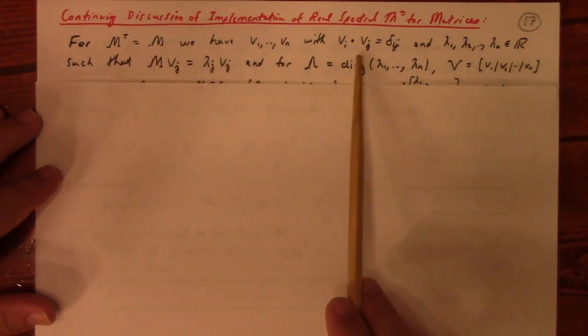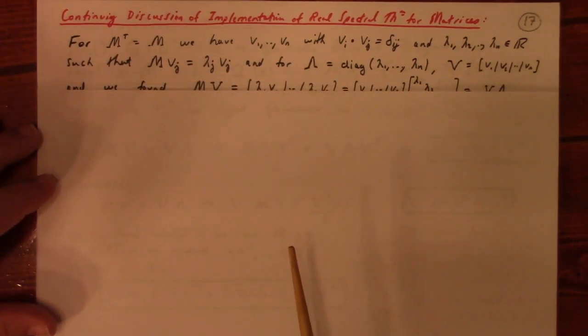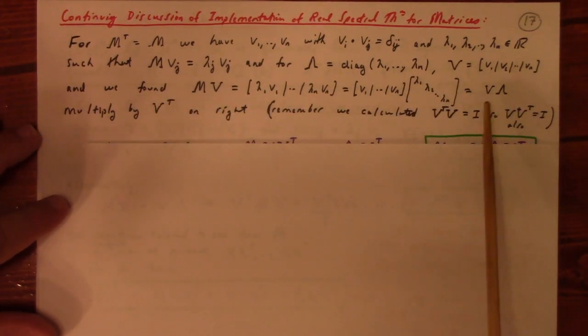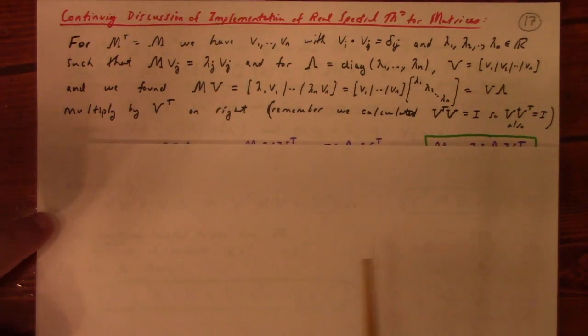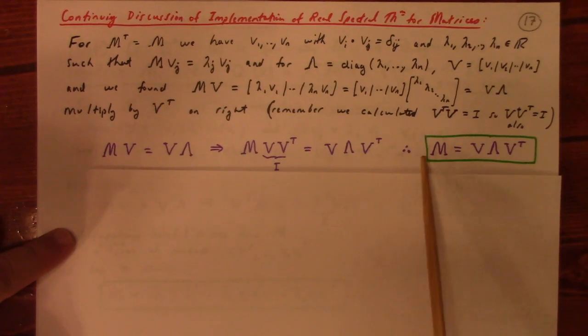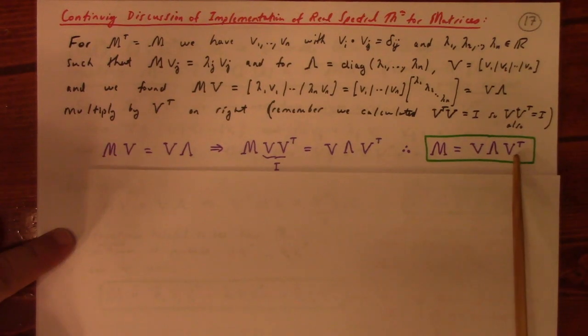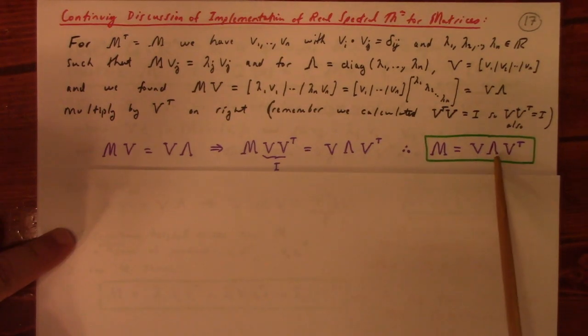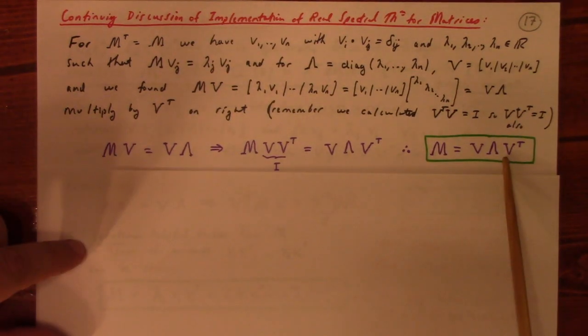So, to recap again, we have a symmetric matrix, we get an orthogonal eigenbasis, at least we can construct it. And so we can write M V equals V lambda. If we multiply this by V transpose on the right, then what does that get us? We get M is equal to V lambda V transpose. So we can rewrite the matrix as the product of the eigenvector matrix, the diagonal matrix with eigenvalues down the diagonal, and then the transpose of the eigenvector matrix.